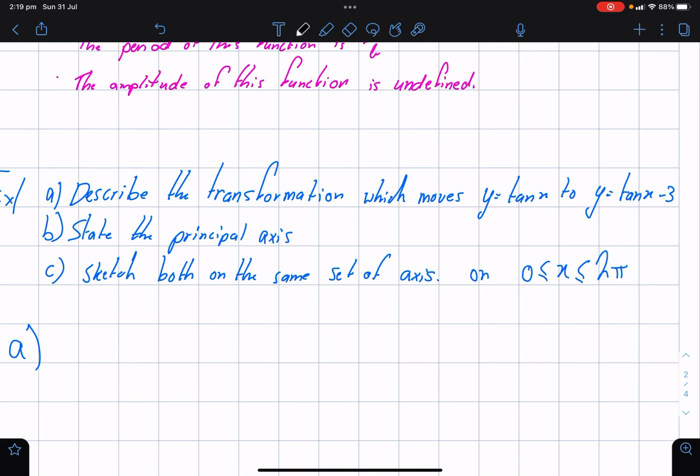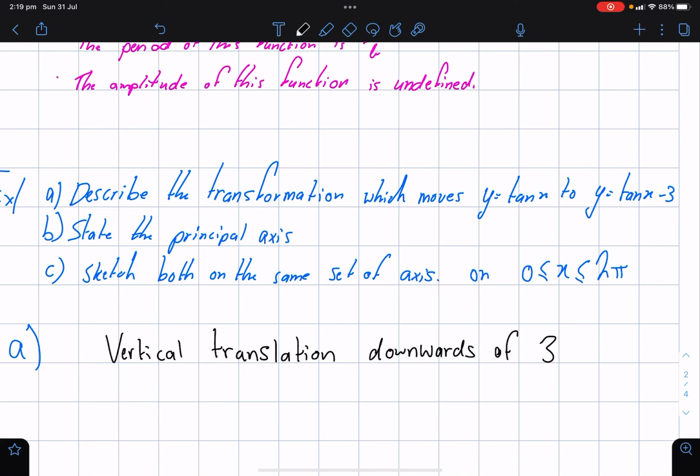All right, so describing the transformation now, we're looking at just -3 on the end there. And we know that that's a vertical translation. Okay, but when we're looking at vertical translations, we're going to take into consideration the sign here. So in vertical translations, if it's a positive, it moves up. If it's a negative, it moves down. Because we've got -3, that means we've got a vertical translation downwards, okay, downwards of 3 units. Okay, and that is all you have to write.